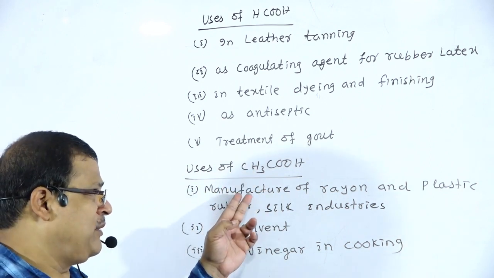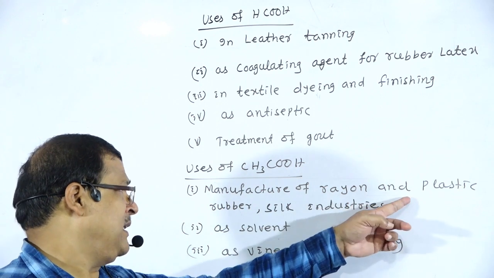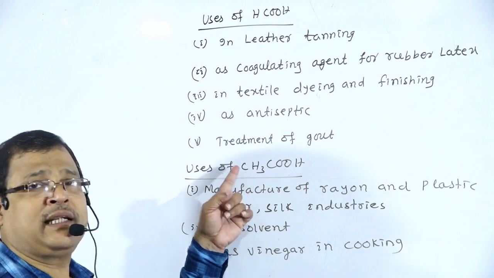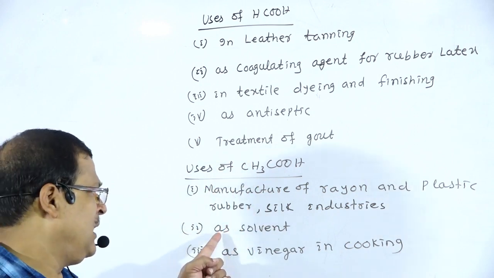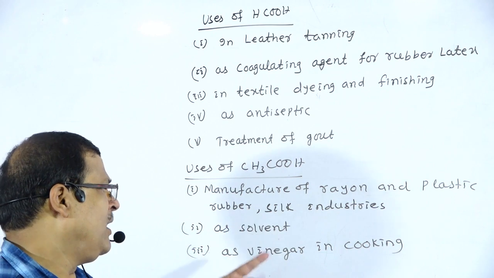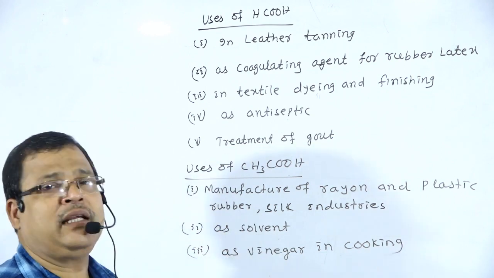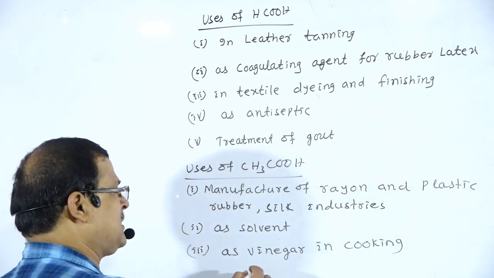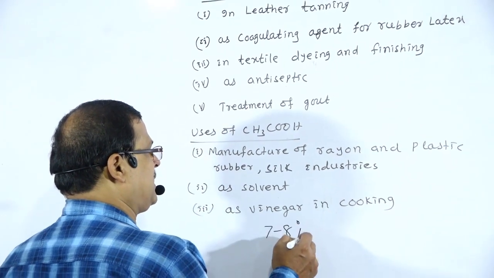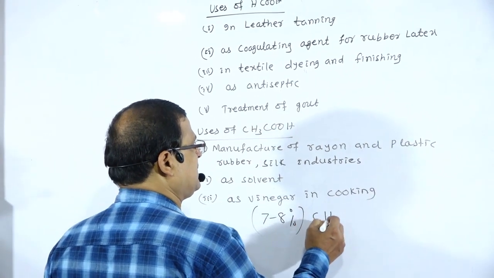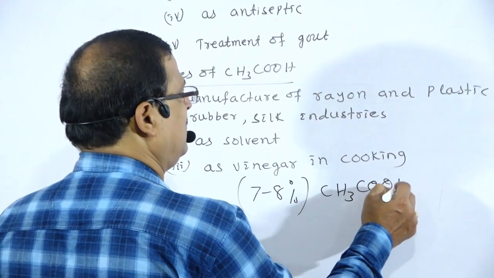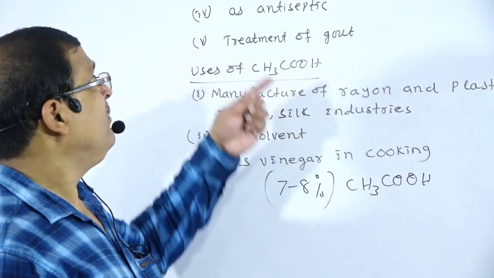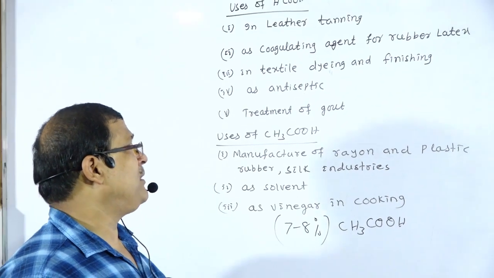Acetic acid is used for the manufacture of rayon, plastic, rubber, and in silk industries. Acetic acid is also used as a solvent, and it is used as vinegar in the cooking of food items. Vinegar is 7 to 8% acetic acid, CH3COOH, and is used in the cooking industry. So these are the different uses of formic and acetic acid.